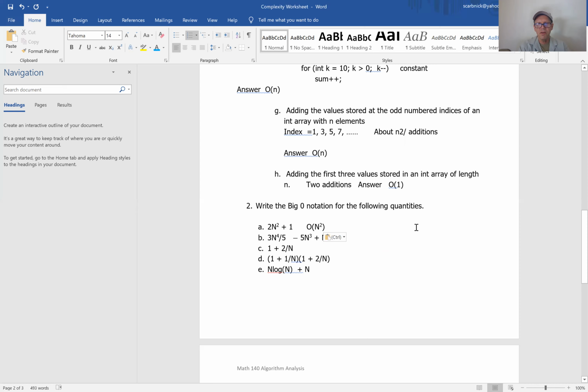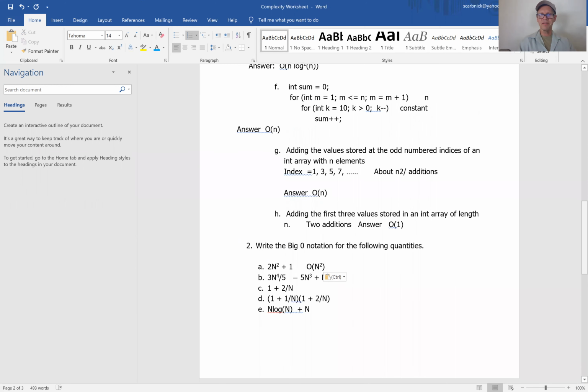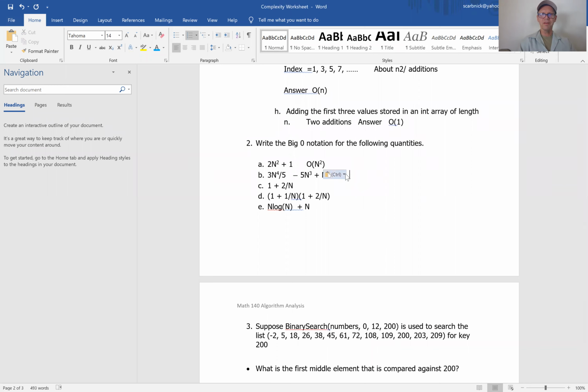And here, I don't know why Microsoft does this to me when I copy and paste. Okay, but let's see here. The highest order term is n to the 4th. What do they want here? Okay, that wasn't it.